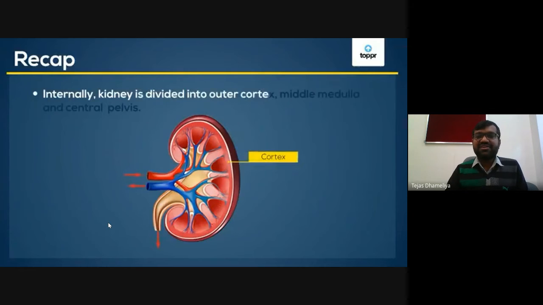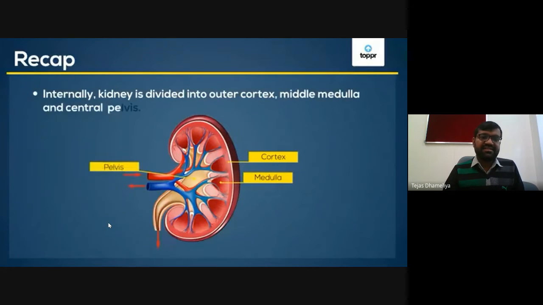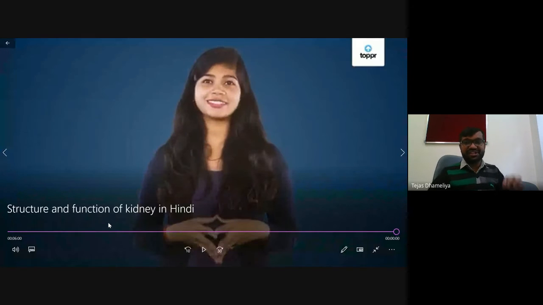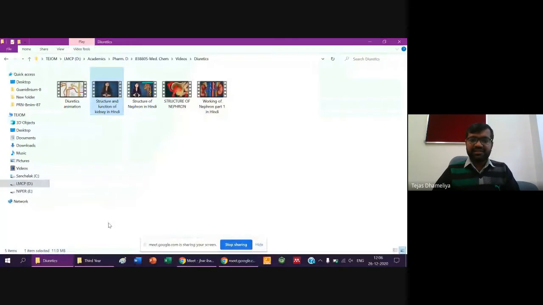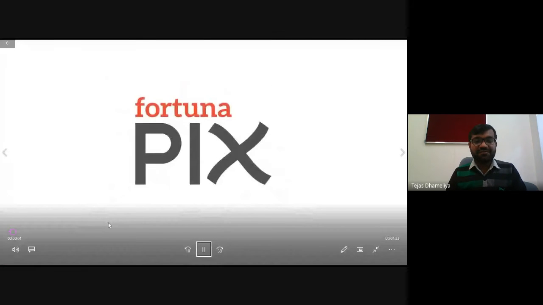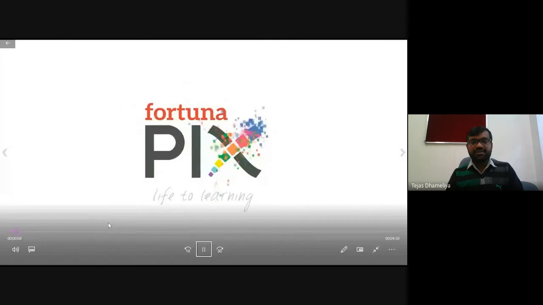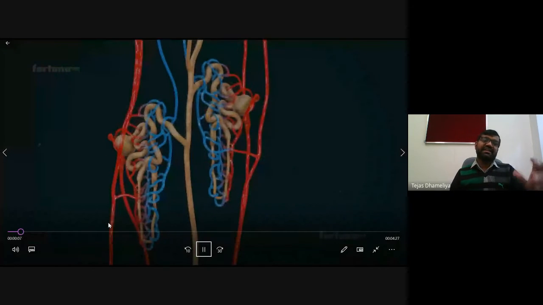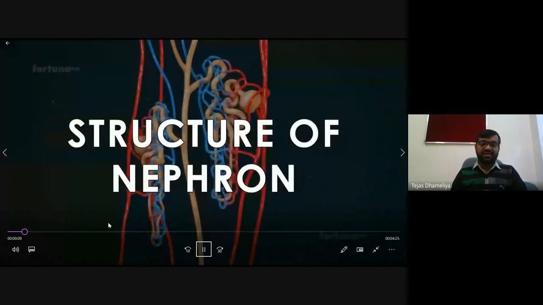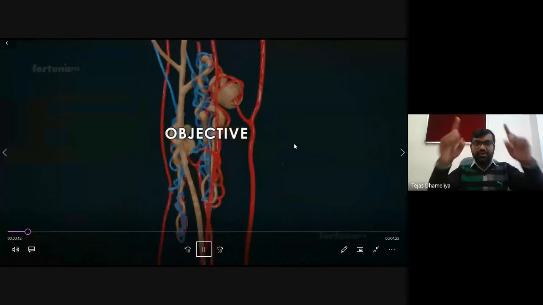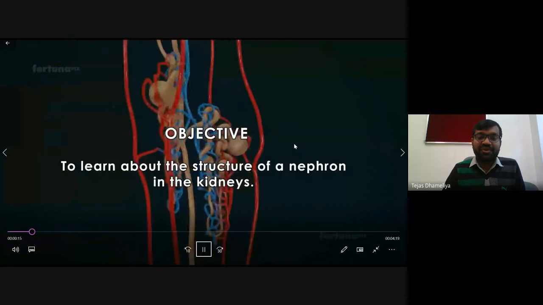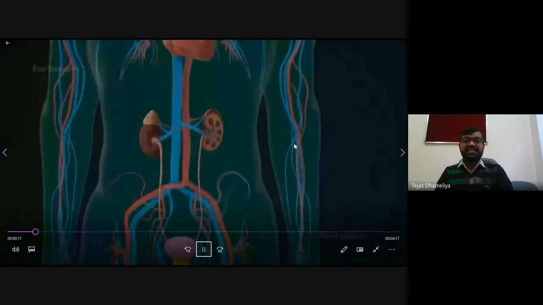The kidney has an outer cortex and medulla, and the central portion is called the pelvis. So this is the conceptual outline of the structure and function of the kidney. The structure and function of the nephron we have already seen. Another video is with me to show you the structure of the nephron, to highlight it one more time in case anyone has a doubt.